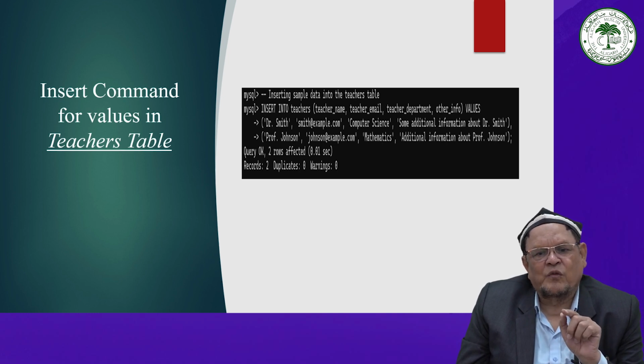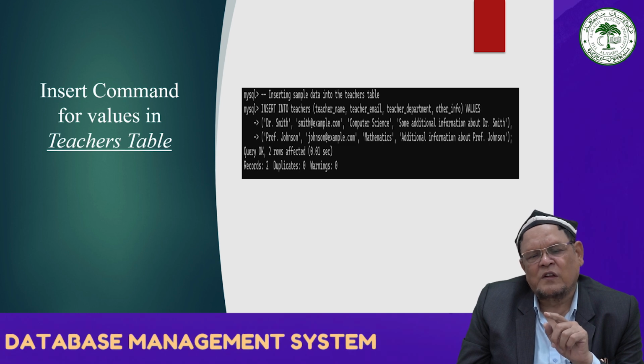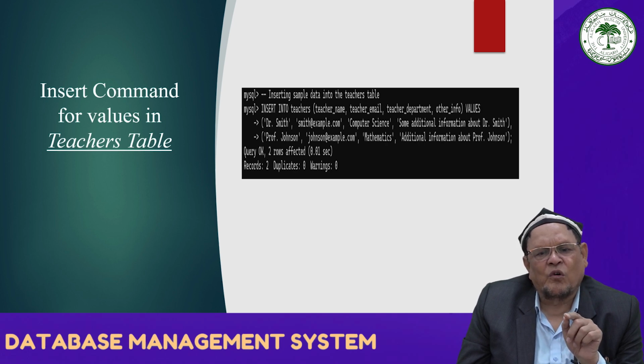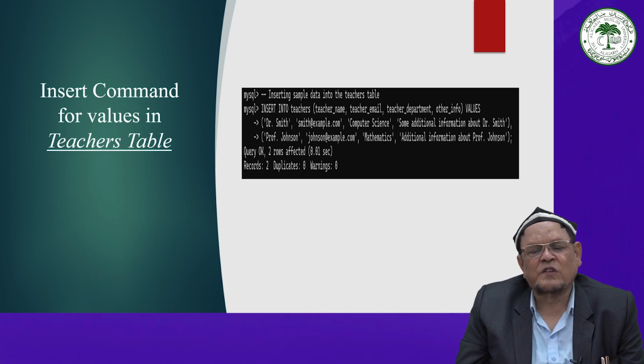Then for teacher's name, Dr. Smith, within quotes, comma, Smith@example.com, computer science, some additional information about Dr. Smith, within quotes. Then it should be closed. So 1 tuple will be added. For the next, Professor John, @example.com, mathematics, additional information about Professor John. Query OK, 2 rows affected. In this way, we are able to insert 2 values.